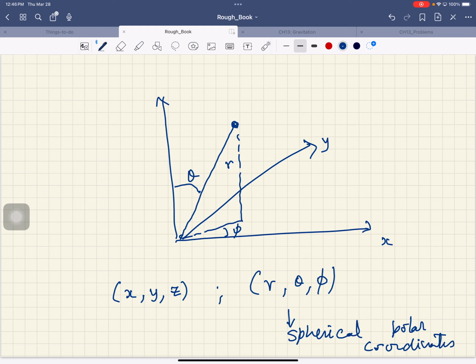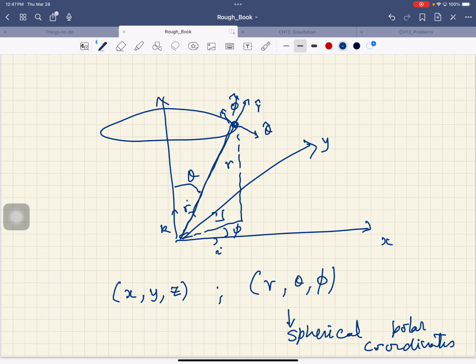Okay. And what is r? r is this distance from the origin to that point. Theta is the angle this vector makes with the z-axis. And phi is the angle the shadow of that on the xy plane makes with this axis. Just like you had i, j, k unit vectors, we have r hat, theta hat, and phi hat, which goes there. So you need three unit vectors that are perpendicular to each other. So there's the r hat.